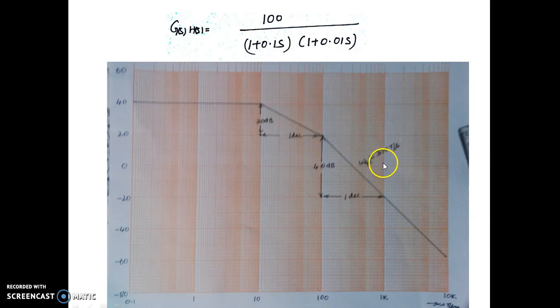So we know that this omega gc happens to be where the magnitude plot crosses 0 dB. So this is actually 3 not 10. See now this is 100.